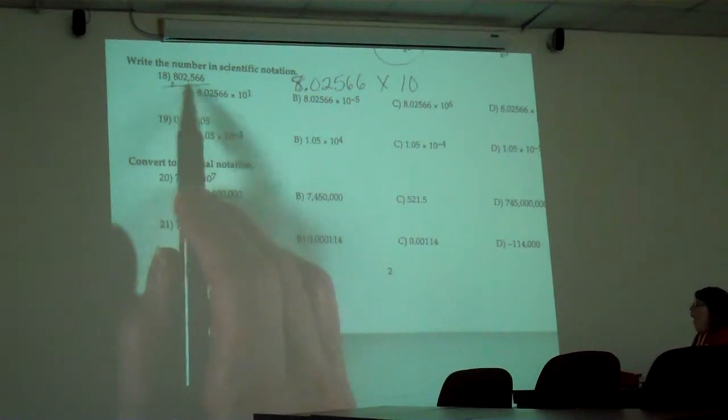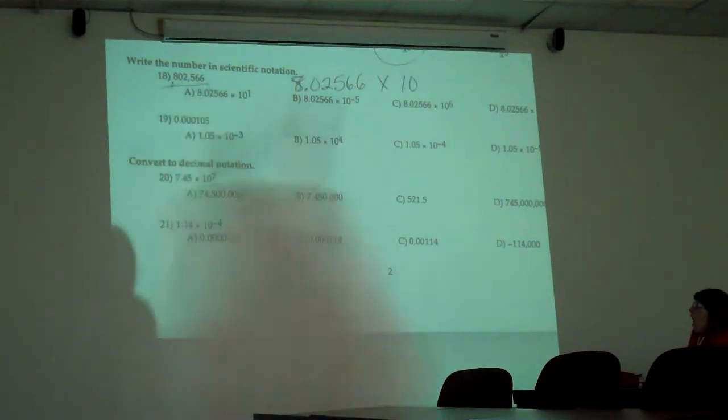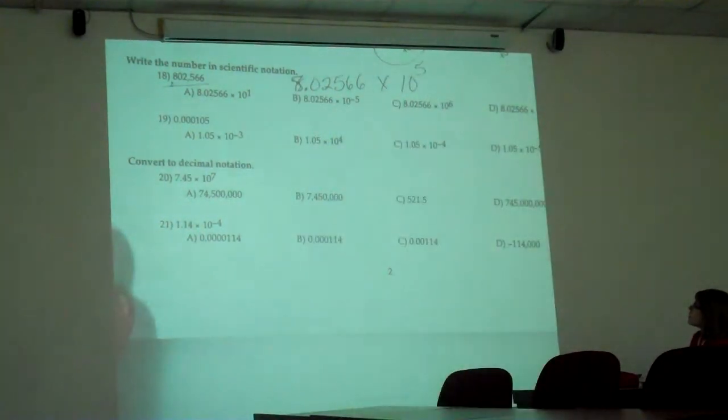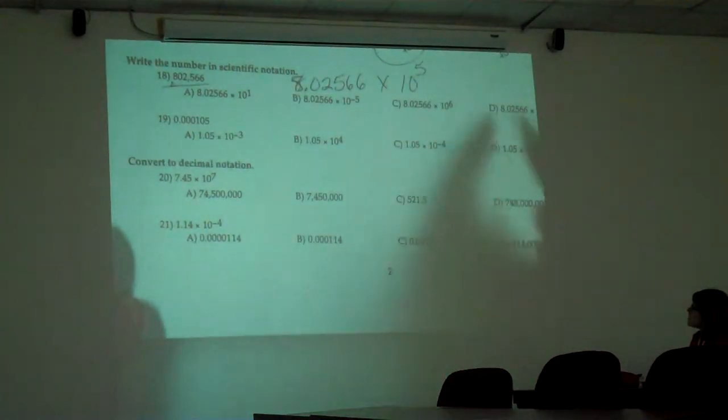And how far did we move our decimal? From here, we went 1, 2, 3, 4, 5. So it's 10 to the 5th power.